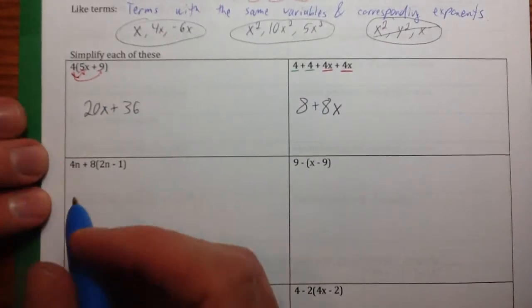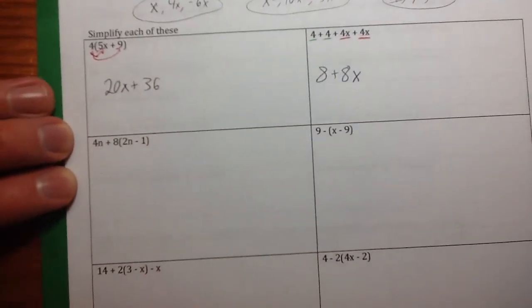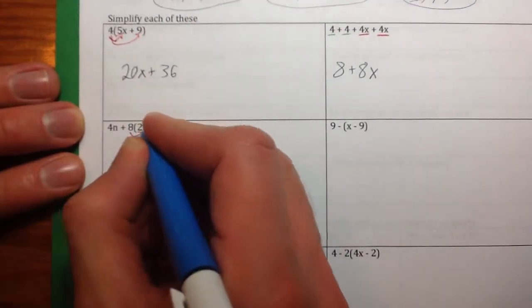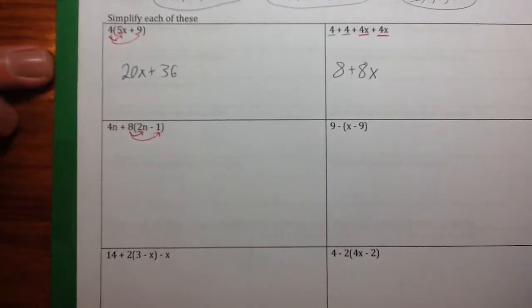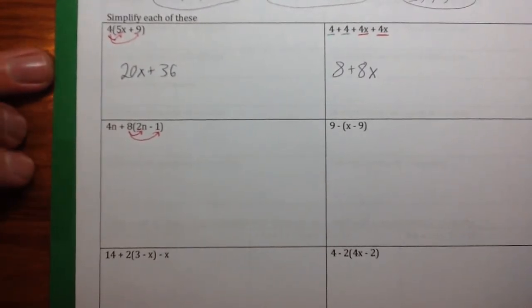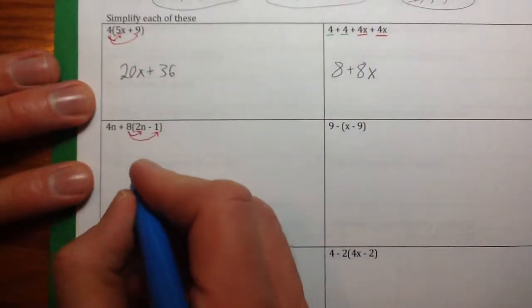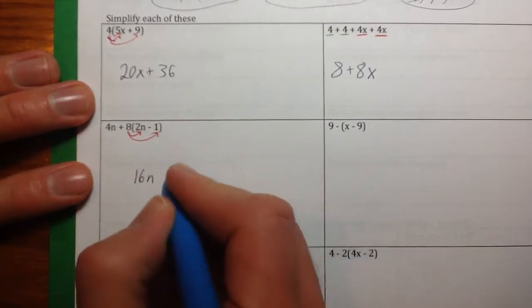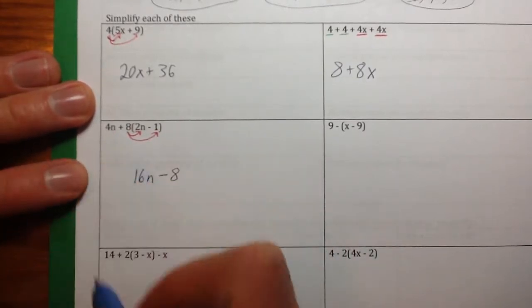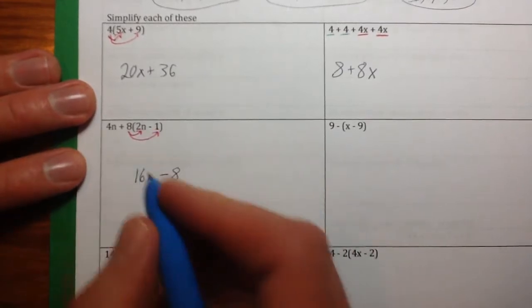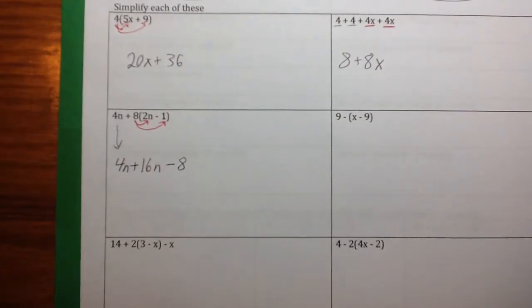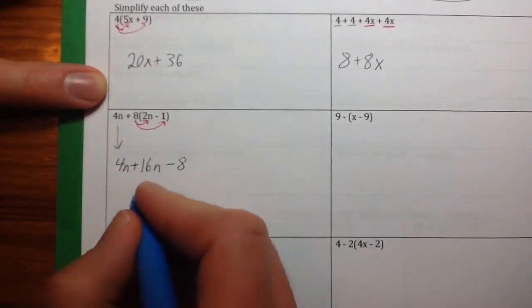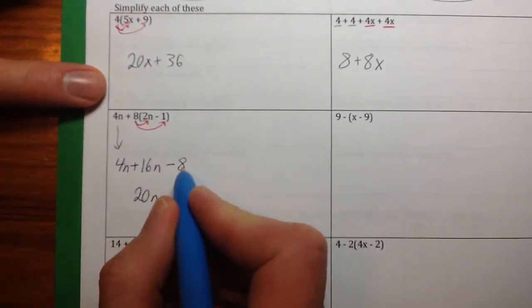I'm going to distribute. What are you going to distribute? The 4? No! Don't distribute that 4. You distribute the 8. It's the number in front of the parentheses. By the way, sometimes you'll distribute the number behind the parentheses. Not on this sheet, but sometimes you will. So, I have 8 times 2n. Well, that's 16n. 8 times negative 1. That's negative 8. And I have 4n. What are you going to do with your 4n? I didn't do anything with the 4n, so I'm just going to bring it down, and I'm still going to have that plus there. It just sits there. Now I'm going to put my like terms together. 4n, 16n, 20n, minus 8.